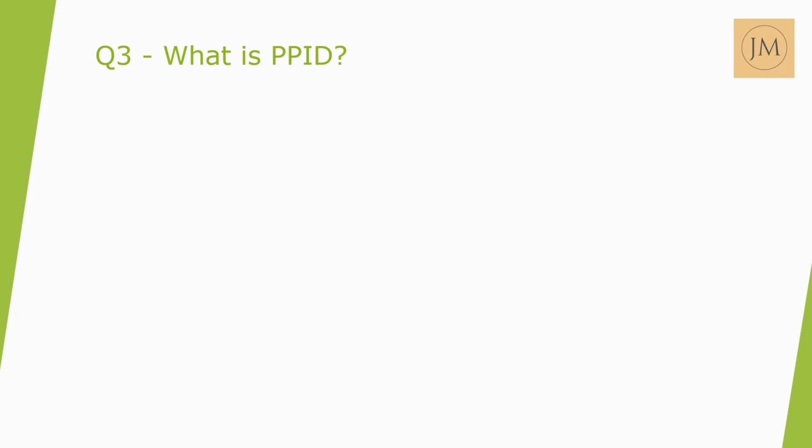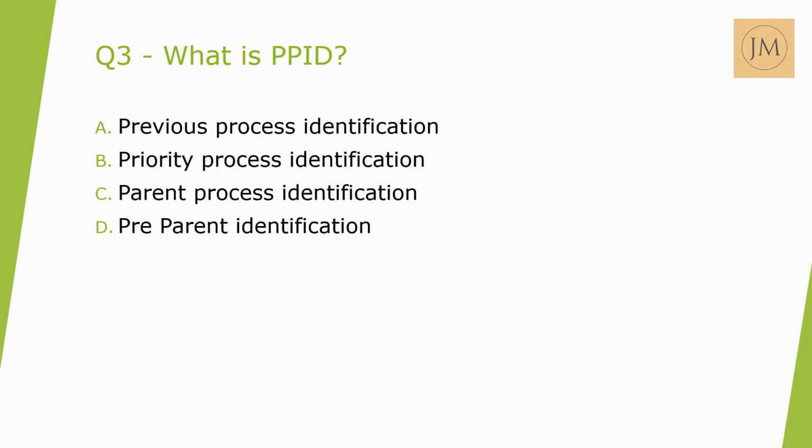Third one, what is PPID? So we have four options: A, previous process identification, B, priority process identification, C, parent process identification, D, pre-parent identification. So what is PPID? It's C, parent process identification.